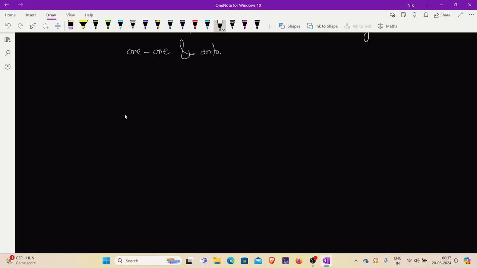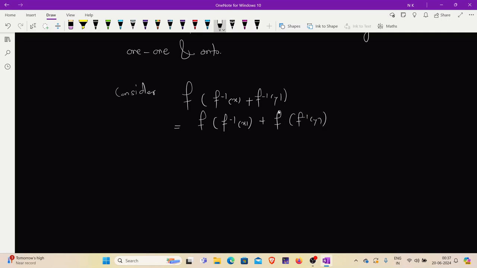For that, we can do one job. Let me start with this. First of all, I will do it for addition, and then we'll go for multiplication. So consider f of (f inverse of x plus f inverse of y). Since f is already a homomorphism, this is equal to f of f inverse of x plus f of f inverse of y. It is not difficult to verify that f of f inverse of x is f∘f inverse of x plus f∘f inverse of y.